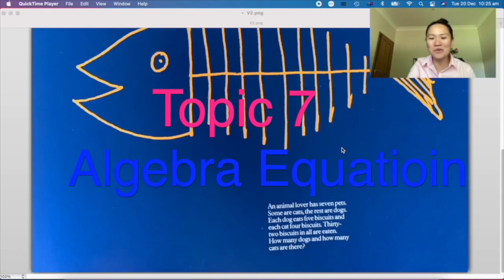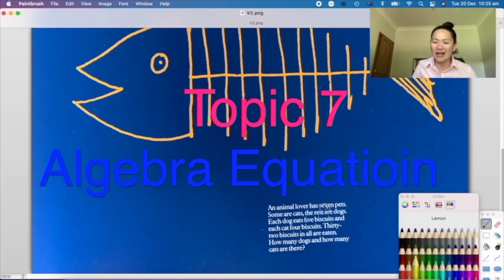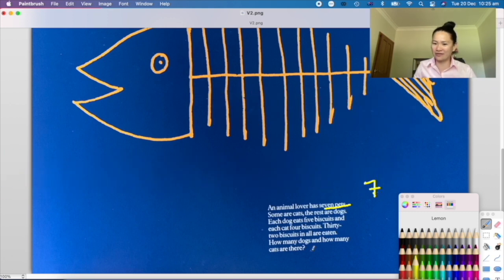Guys, again, super quick. Let's see from here. The animal lover has 7 pets altogether. But I'm going to go super quick because I already taught you in detail. Each dog eats 5 biscuits. Each cat eats 4 biscuits. The number of biscuits they eat together is 32. They want you to find the number of dogs and the number of cats.